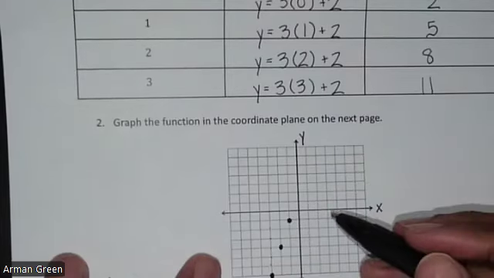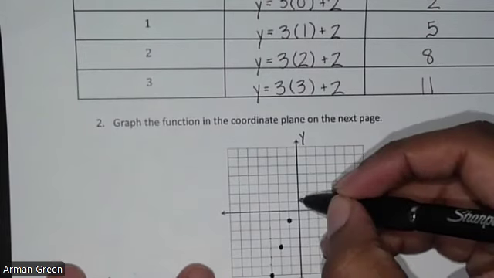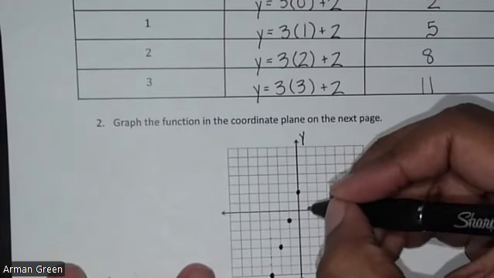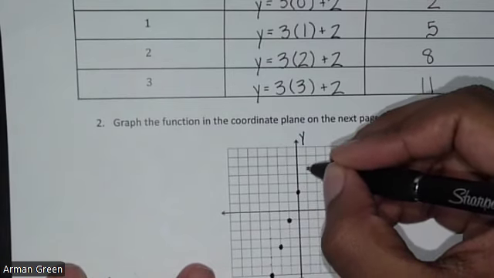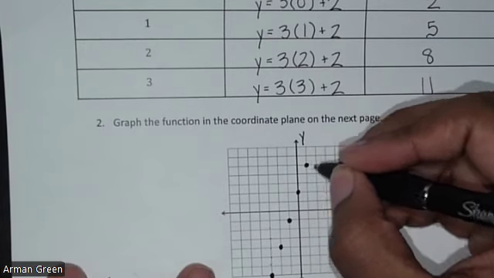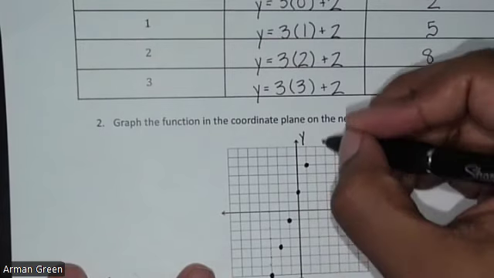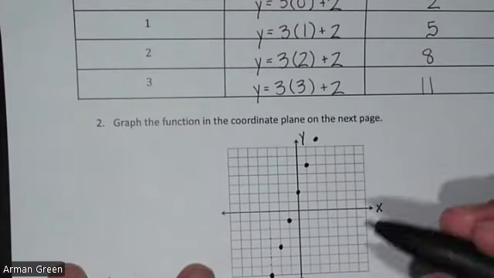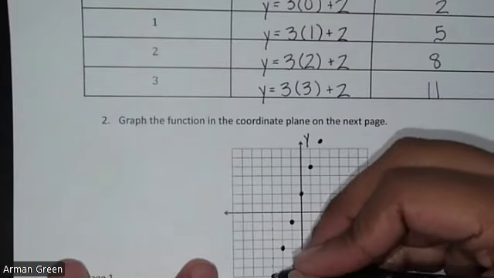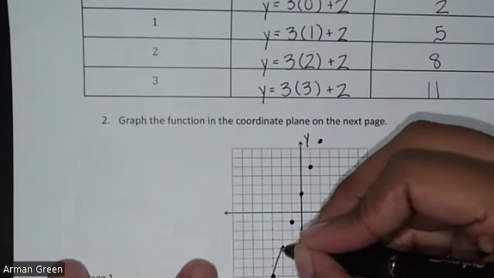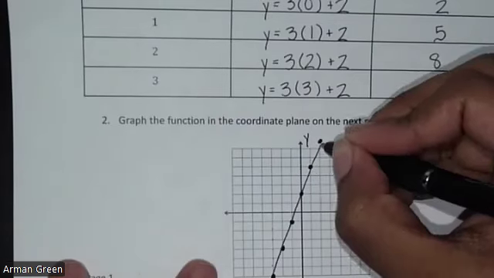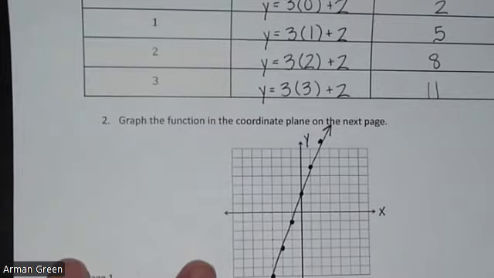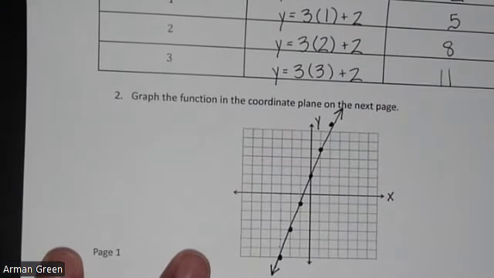If we were to continue this pattern, we have 0, 2, so we're going to have a point eventually right here. We're going to have 1, 5. So 1, 5 is right around here. And then 2, 8, which would technically take us off the grid a little bit. And 3, 11, and so on and so forth. But here, if we were just to connect our dots, we would create our line needed to represent this function. So that's our graph.